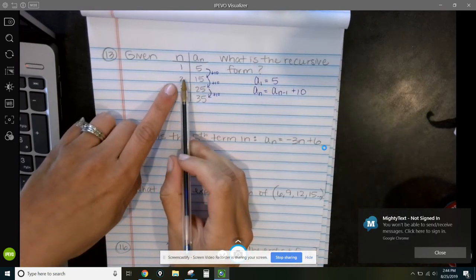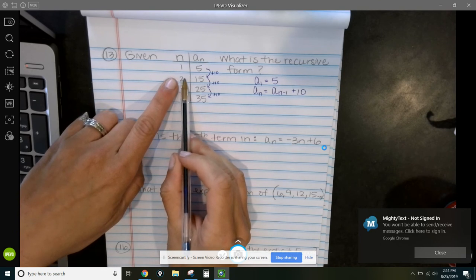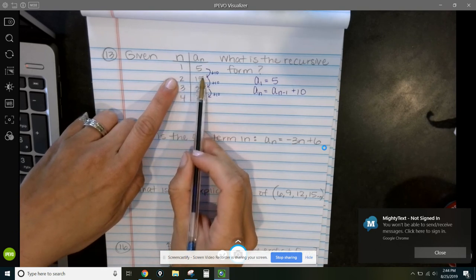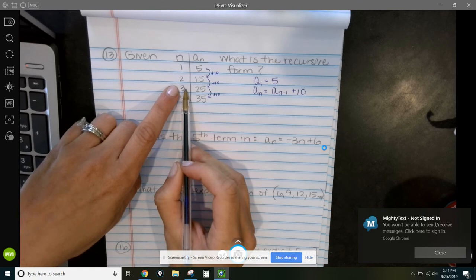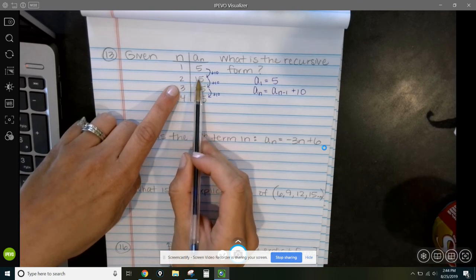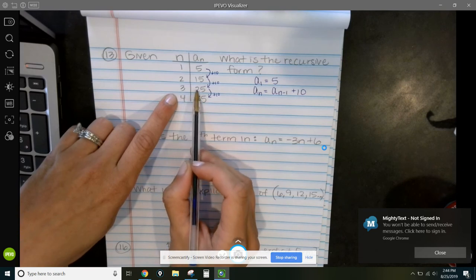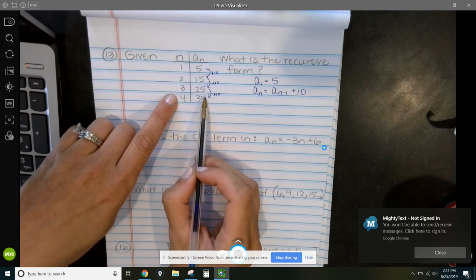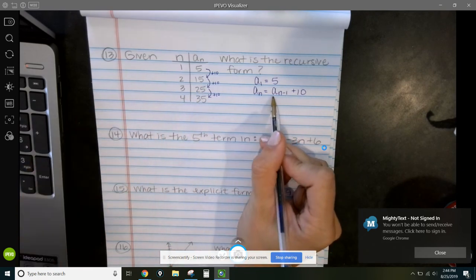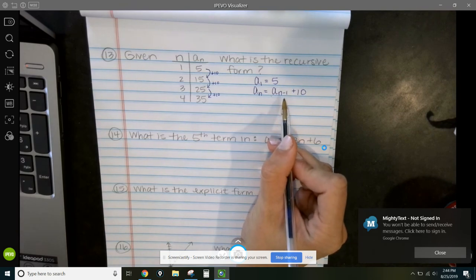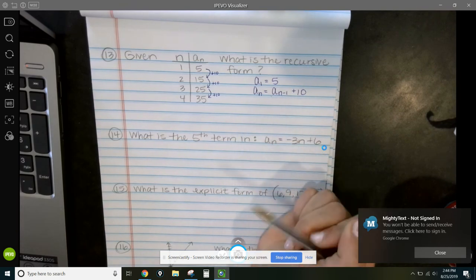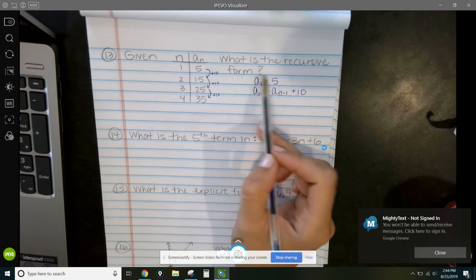So look at every one of these. The next number equaled the previous output plus 10. The number 3, it equaled the previous output plus 10. The input of 4 equaled the previous output plus 10. So that's what this a of n minus 1 means, just the previous output plus 10. That's how you would write the recursive form.